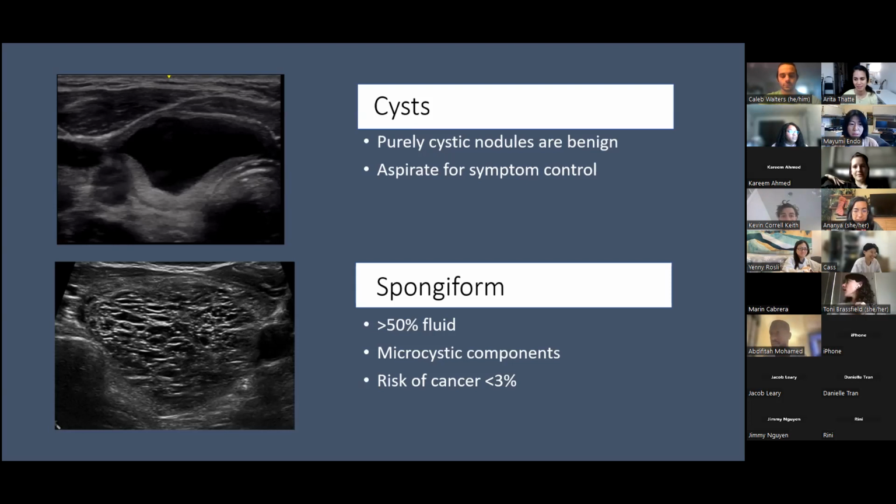The second one below is called a spongiform nodule, because it looks like a sponge. The definition is if you have more than 50% fluid inside that nodule, it is called a spongiform nodule. When I started my career as a thyroidologist, now I'm old, we still used to biopsy this nodule. I probably biopsied 100 of these until the guideline finally said, you know what, these are benign, let's stop biopsying this. And I totally agree, these are always benign.